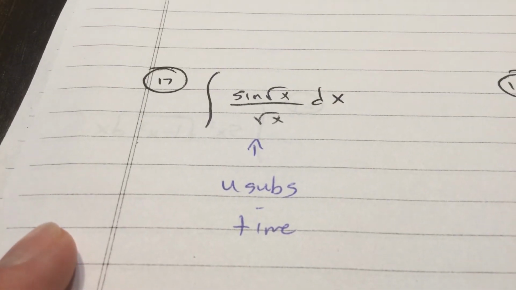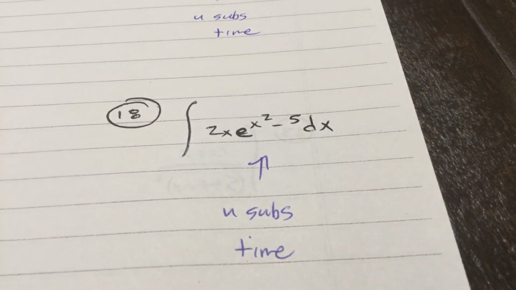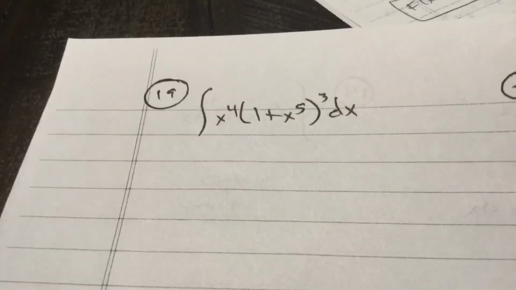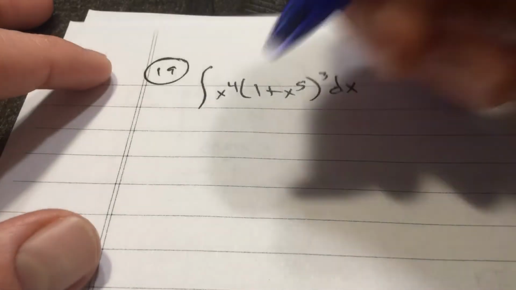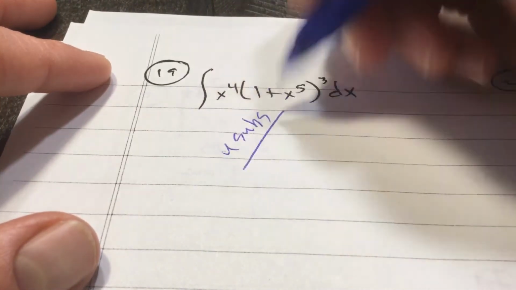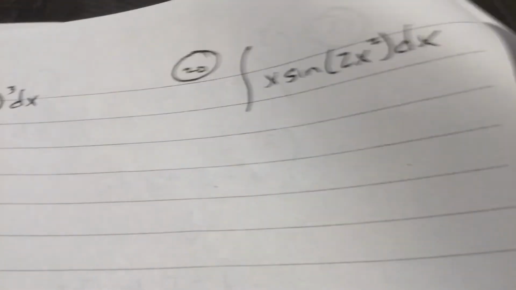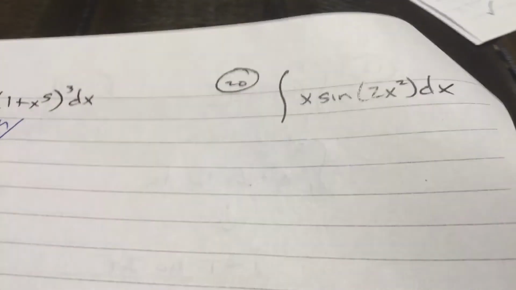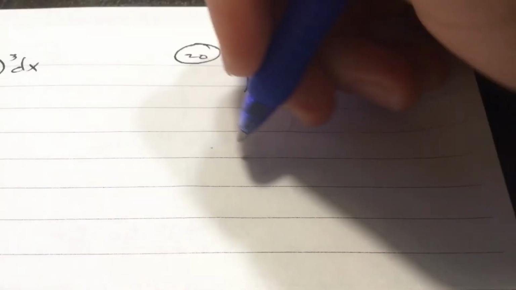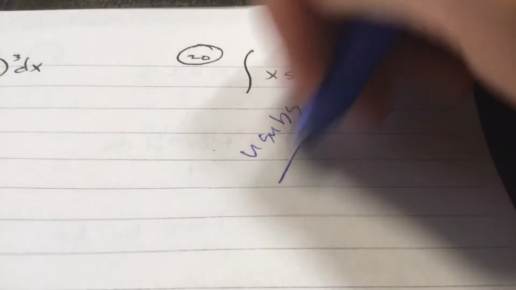Use substitution on 16. 17, use substitution. And on 18, classic use substitution time. And if I'm not mistaken, I am mistaken. Holy cow, this is a long one. I actually did not turn this over. This will be use substitution. I'll make a video with some help later. This one, number 20. Nice thing is there's no bounds. Use substitution.